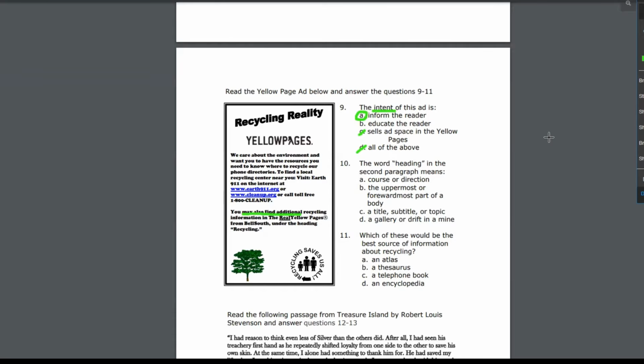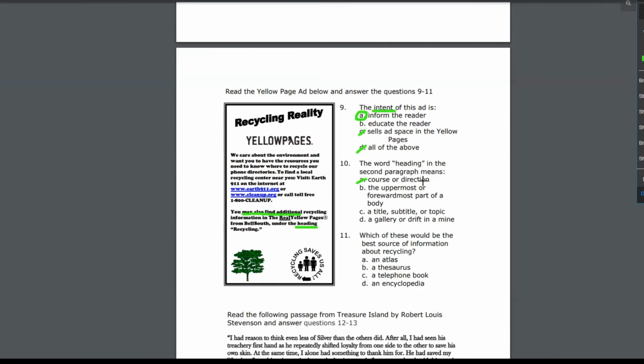All right, number 10 says the word heading in the second paragraph means. So if we go to the second paragraph, it says you may also find additional recycling information in the real yellow pages from Bell South under the heading recycling. Okay, so we go through our answer choices. It says a course or direction. So we know in general, this is still referencing the phone book. So I can get rid of A.